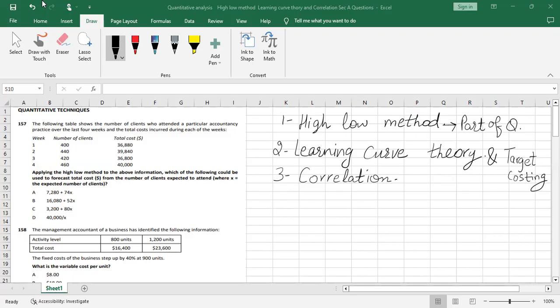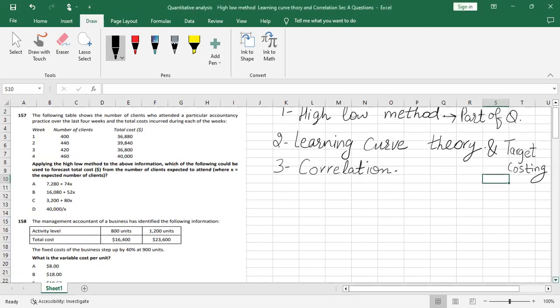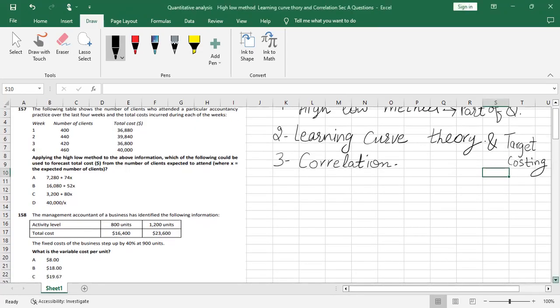Okay, now we are going to start with the first MCQ. It is relevant with the high-low method. It is relevant with the simple high-low method. Okay. Simple high-low method is what? First of all, I would like to write a few steps of the simple high-low method. What are the steps of the simple high-low method?